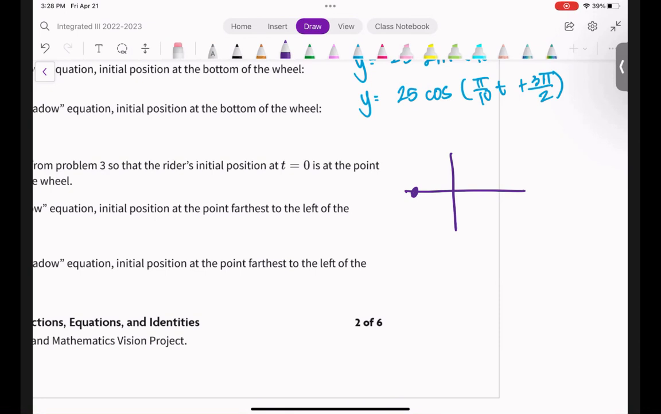Okay. So now that you're back, here's your equation. So I still get y equals 25 sine, I still get pi over 10 t plus something plus 30. And this time I'm going to add pi to it.